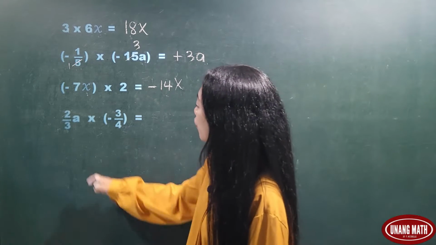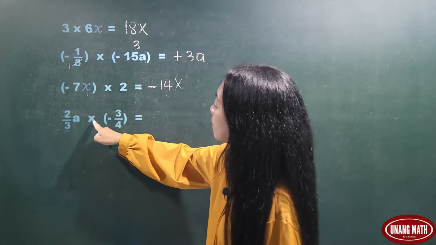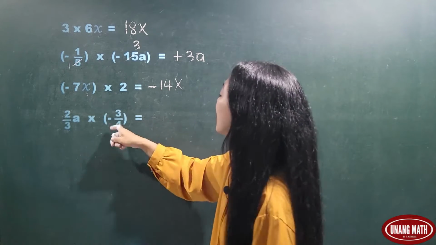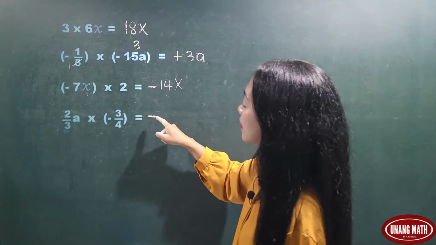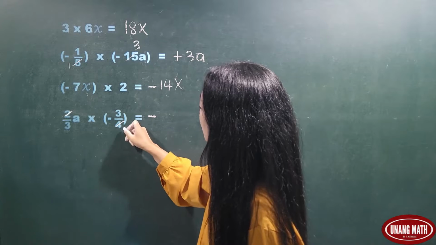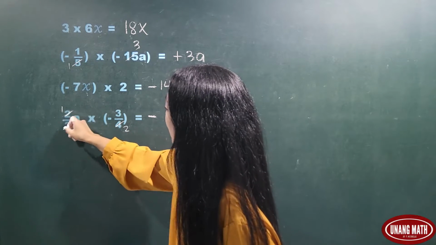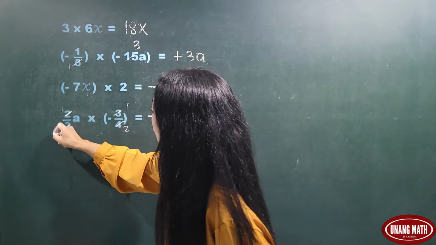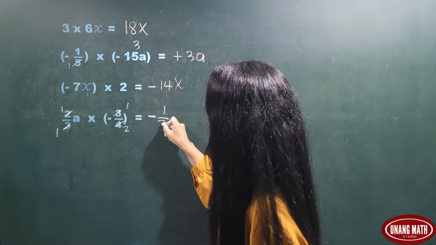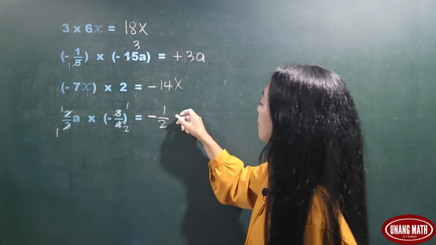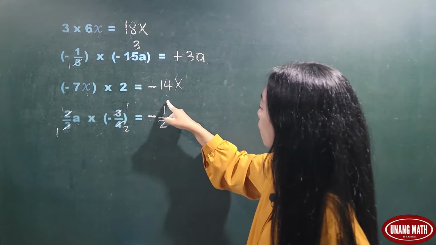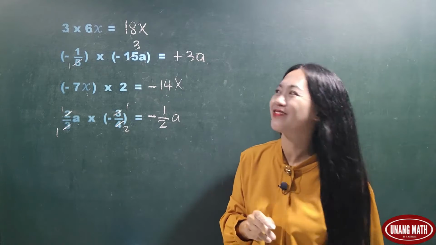Okay, how about for 2 over 3a times negative 3 over 4? So positive and negative. Answer is a negative number. Okay, 2 and 4 can be simplified. So this becomes 2. This is 1. 3 and 3. So 1, 1. So 1 times 1 is 1. 1 times 2 is 2. And then the variable a must be written to the right of 1/2. So it's negative 1/2 a.